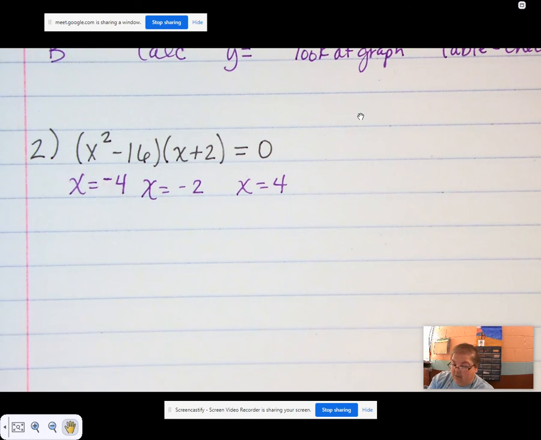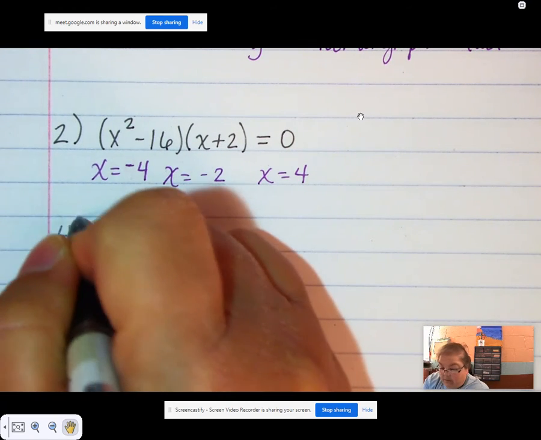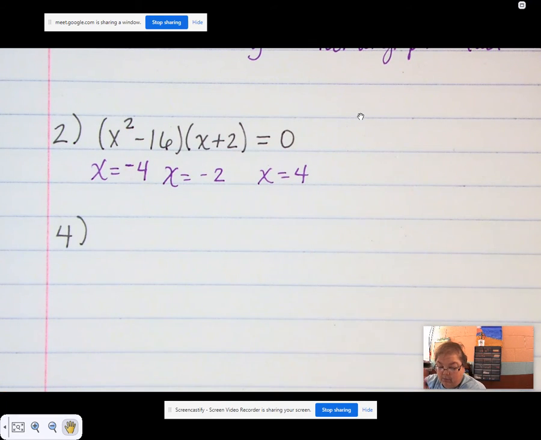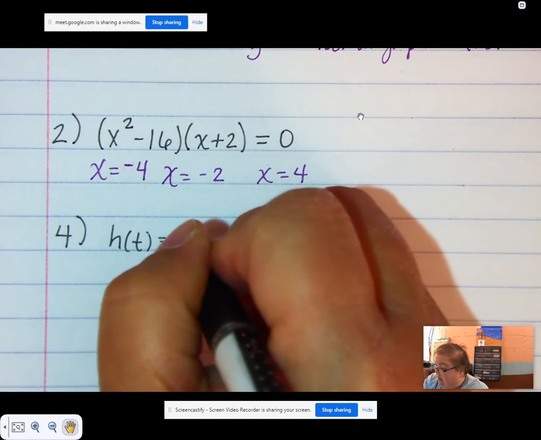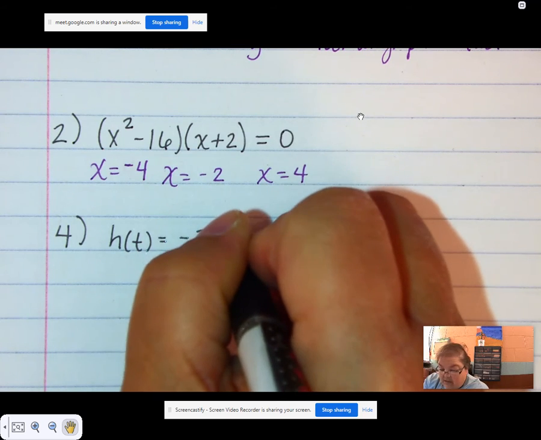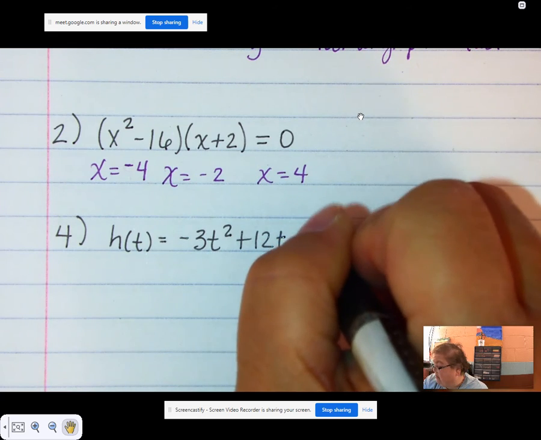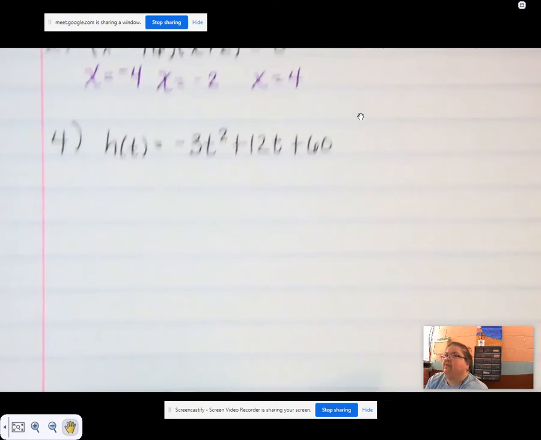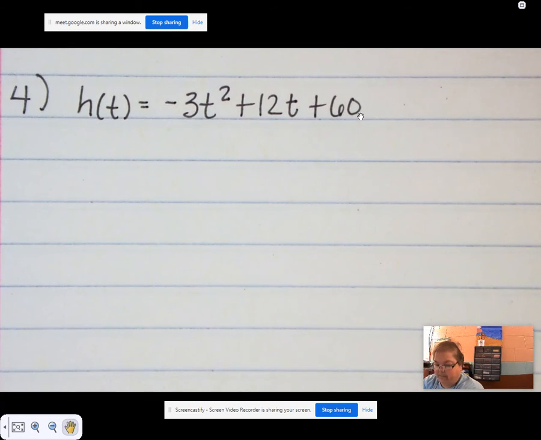Number 3 would work the same way. We're going to look at number 4 on that back page. Number 4. Here's what it says. A model rocket is launched at t equals 0 from the top of a hill, height of 60 feet. The formula, blah, blah, h of t equals -3t squared plus 12t plus 60. Okay, when you write these things, remember t's have tails, so you can tell that between plus signs.